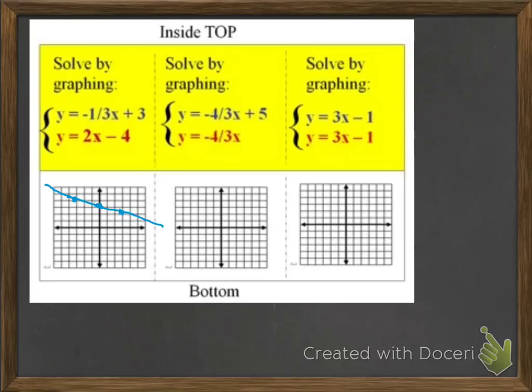My second line, I'm going to change colors for us, is going to start at negative 4. 1, 2, 3, 4. And I go up 2 over 1. Up 2, over 1. And connect the dots. It's not going to be very perfect, but we can start to see that they'll connect at this point right there.